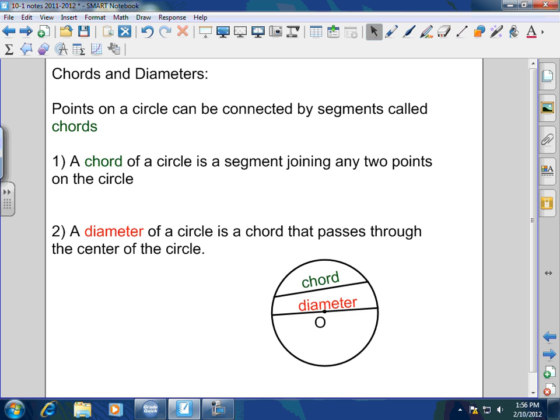Okay. All right. Now, chords and diameter. Guys, if you guys didn't get that all, I'm sorry. Remember, I do put the PDF up, and I do put the video up.